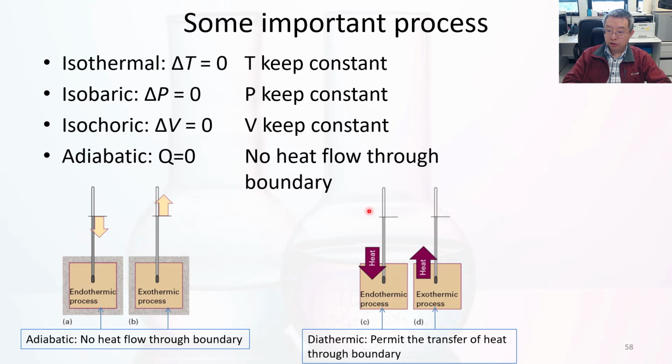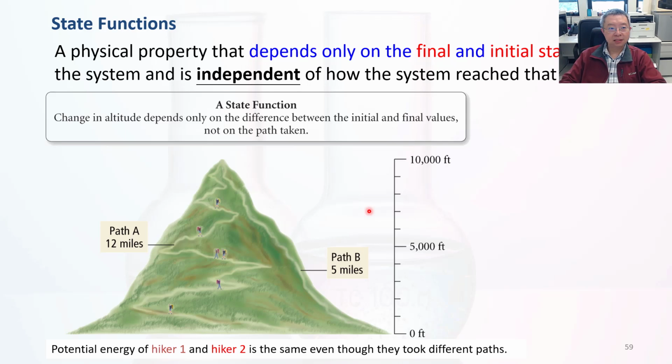Here we said the heat and the work are path functions, because they depend on the process of the system, not only on the final state of the system. Mathematically, we distinguish a state function versus a path function. If a physical property depends only on the final and the initial state, and is independent of how the system reached that state, it's called a state function. State functions have certain properties, like the second derivative, when we do mathematical derivations. These properties only apply to state functions, not to path functions.